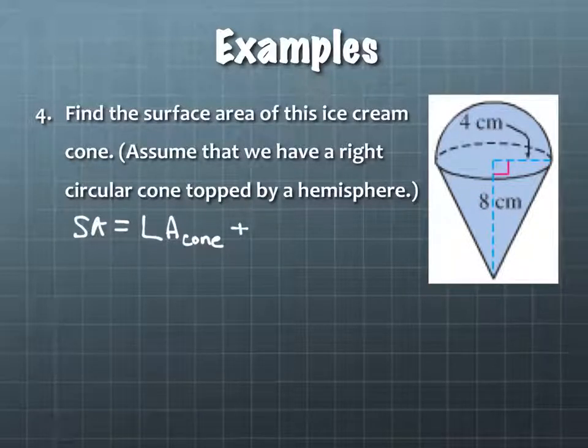Plus. All right, so we do not have a sphere, we have a hemisphere. How is that going to be different in terms of the equation? It's going to be half of that. So we're going to have 1/2 the area of the sphere.